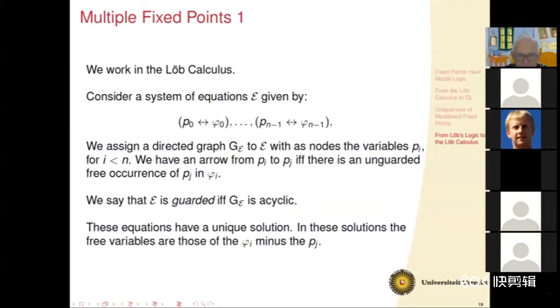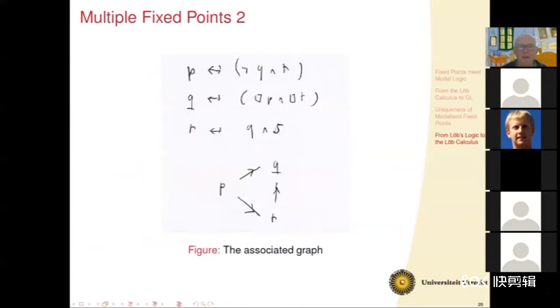If the graph is acyclic, then we have it. So in the computer science literature, these things are called DAGs, directed acyclic graphs. And so as soon as you have that, if the graph is acyclic, then the equations have a unique solution. And in the solution, of course, we only have the variables from the phi i, and the fixed point variables drop out, right? So the solutions may have still free variables, but the fixed point variables have gone. So here we see the business of the associated graph.